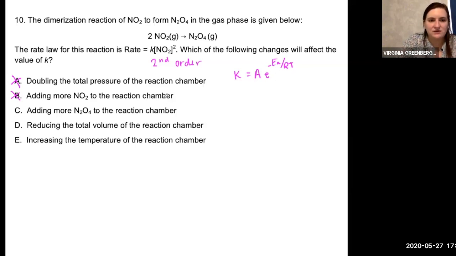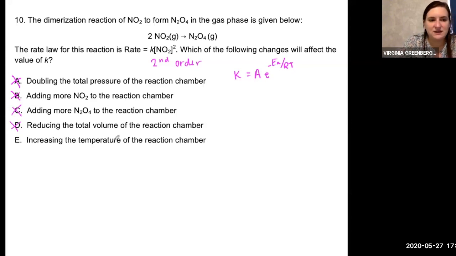Adding more N2O4 to the reaction chamber. N2O4 doesn't appear in the rate law because it's a product, but also K doesn't have anything to do with the concentration, so that's out. Reducing the volume of the chamber would be similar to A, similar to increasing the pressure. It'll change the partial pressures and such, but that's not going to affect K.